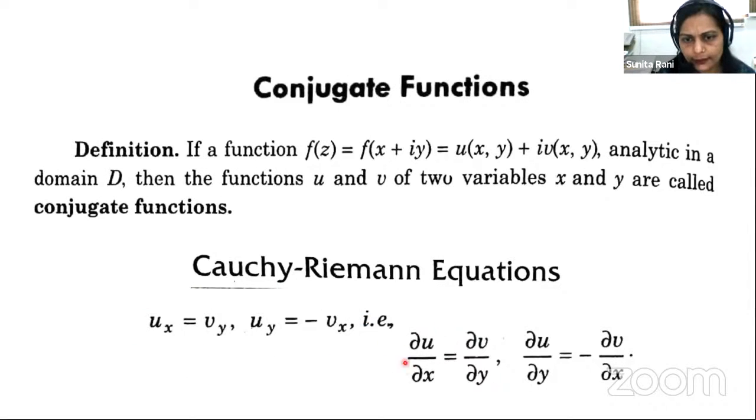Or we can write these expressions as: curly u by curly x is equal to curly v by curly y, and curly u by curly y is equal to minus curly v by curly x.